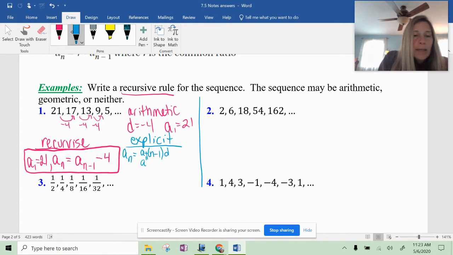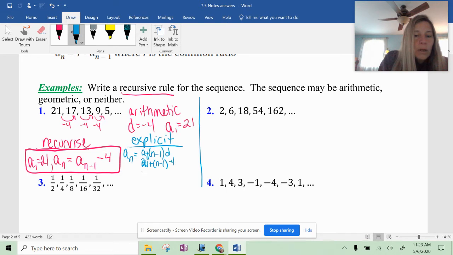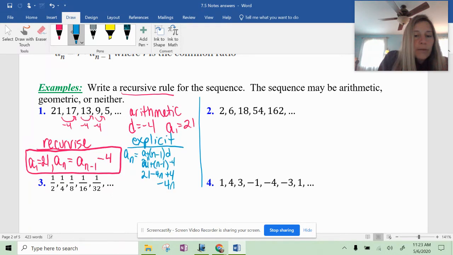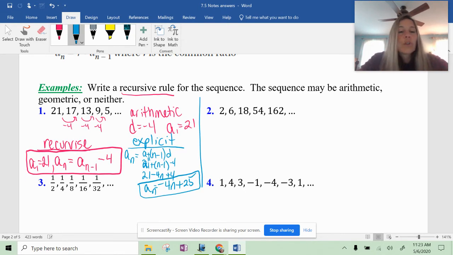So if I have my A sub 1, which is 21 here, and then I have my n minus 1 times my D, which is -4, I would have 21 minus 4n plus 4, and that would give me -4n plus 25, and that's just an A sub n. So this would be my explicit rule. So you can see the difference.